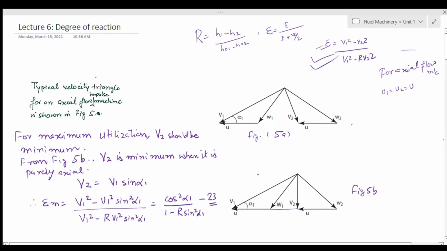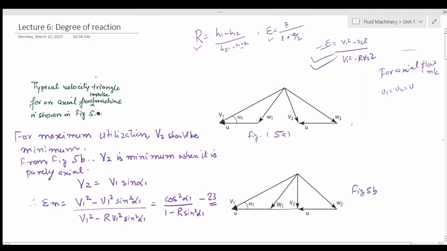During our last class, we talked about degree of reaction and utilization factor. So degree of reaction R is equal to (H1 minus H2) divided by (H01 minus H02). Now the subscripts 1 and 2 correspond to inlet and outlet, and H1 and H2 are static enthalpies, and H01 and H02 are stagnation enthalpies.